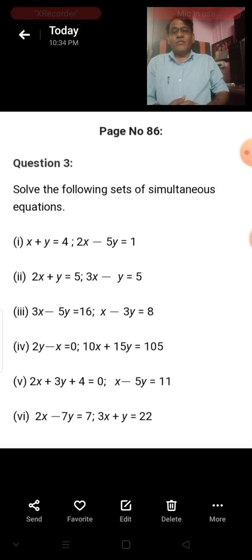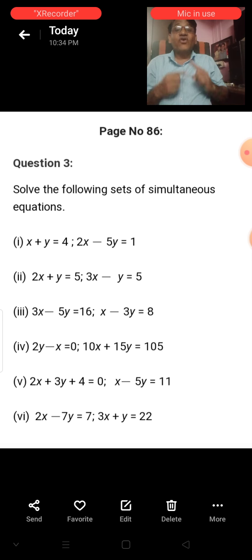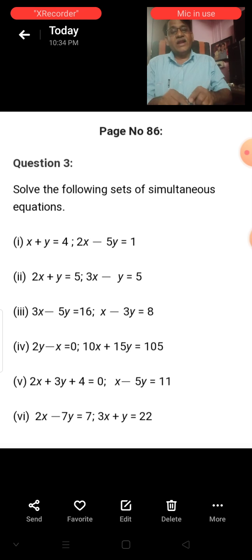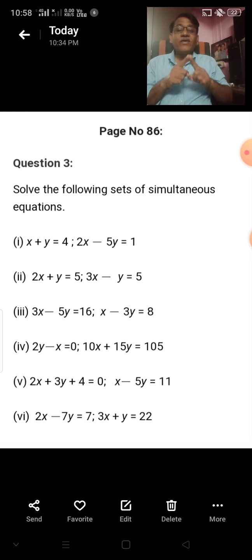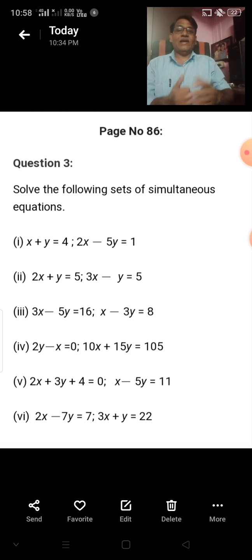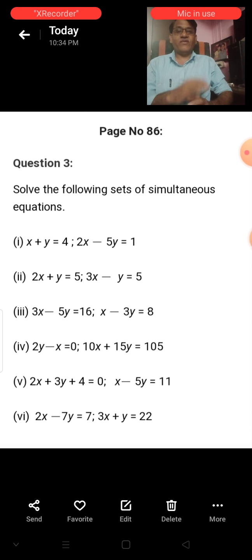The equation number 1 is x plus y is equal to 4. That is the first equation. And the second equation is 2x minus 5y is equal to 1. In question number 1, these two equations are given and you have to solve them, which means you have to find the value of x and y. I already told you, if two equations are given, then and only then can you find the actual value of x and y, not imaginary or impossible values.